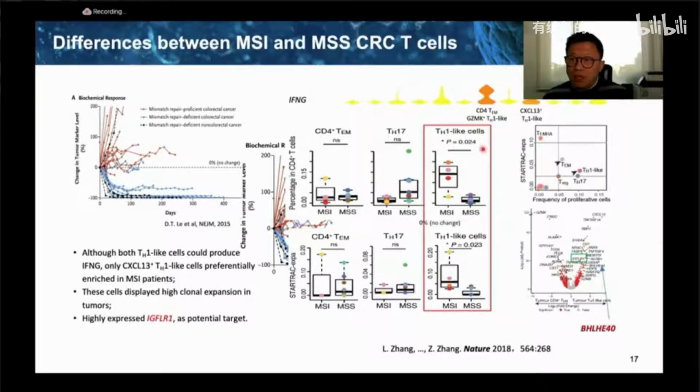We call these Th1-like cells, not Th1 cells, because they highly express interferon gamma and CXCL13, but their interferon gamma expression seems to be under the control of a unique transcription factor called BHLHE40. So a higher level of Th1-like cells and their interferon gamma production may be important for the anti-PD-1 efficacy.